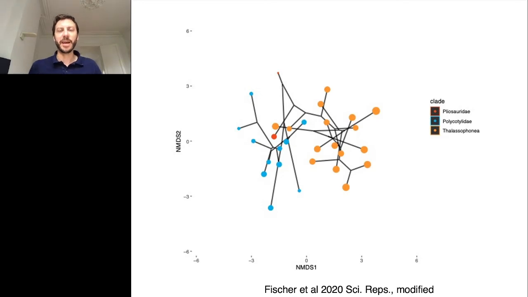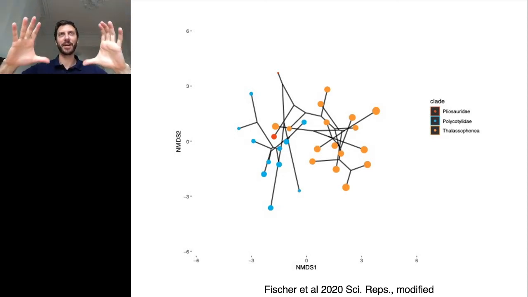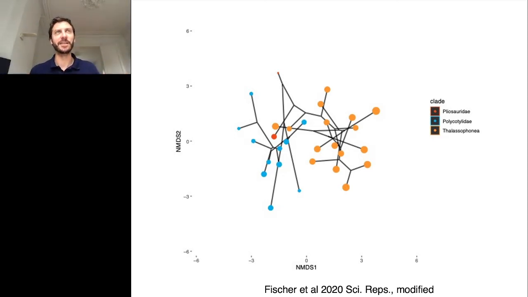So this is what we can get with these ordination methods. You have 2 axes, which are the 2 main axes that summarize the similarity or dissimilarity of shapes of all these animals. You have a color, which is actually the clade where they belong. In red and orange, you have the pliosaurids, and in blue, you have the polycotylids. There are also a series of black lines joining these dots. It's actually the phylogenetic tree, which is uniting all these animals.